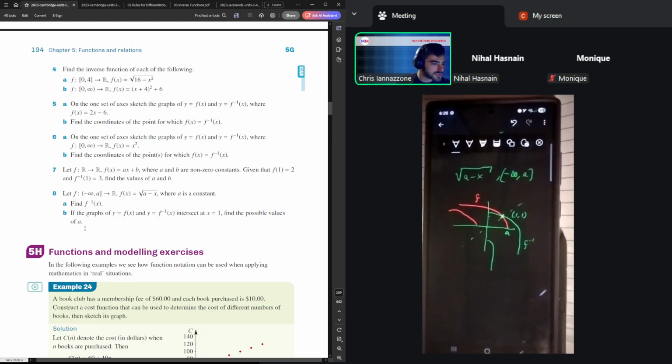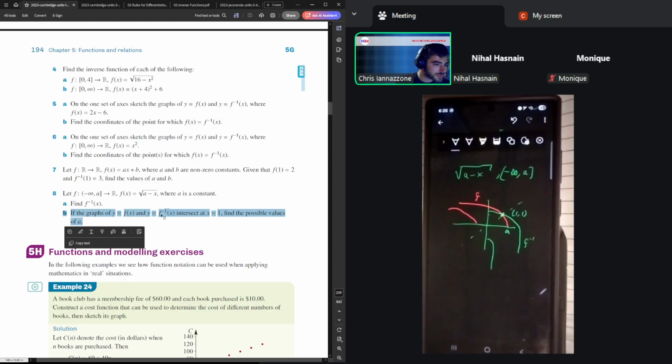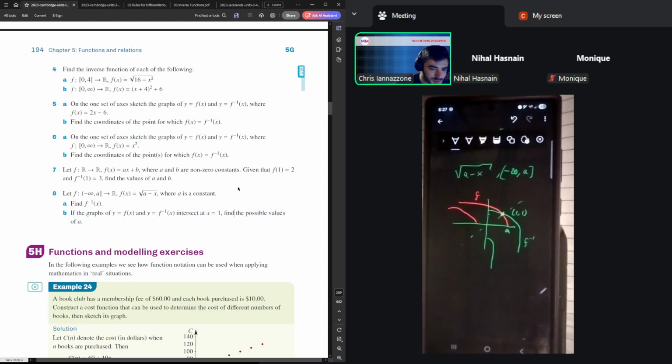Cool. Maybe we'll just finish this one up then. We'll do the actual proper solution to this. So if we go back to what we had, it was the two functions intersecting at x equals 1. Find what a would have to be to make that work. So if they intersect at x equals 1, where can we potentially start going to start figuring out what a would have to be?